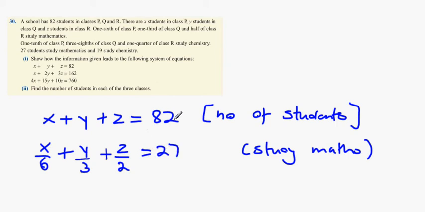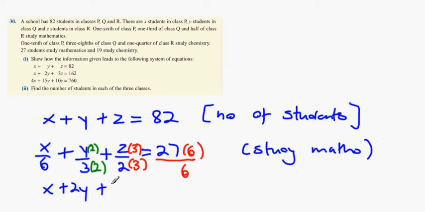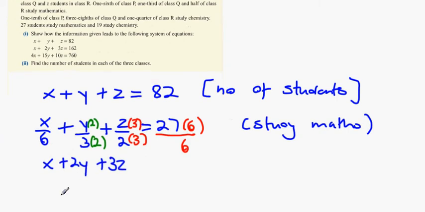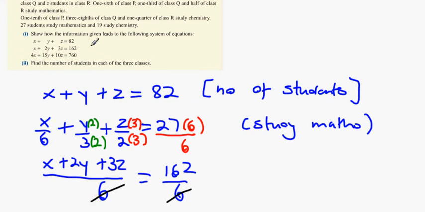Okay, I'm going to start this now. What I'm going to do is change everything to 6. I'm going to multiply 27 by 6 divided by 6, multiply this one by 3 divided by 3, and multiply this one by 2 and divide by 2. What I should get is X plus 2Y plus 3Z. All the denominators are now 6, equals 27 by 6, which is 162 divided by 6. And then the bottoms will cancel. And now all of a sudden I have equation 2 sorted. Okay? Equation 2 is done.